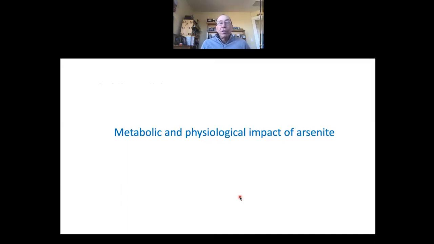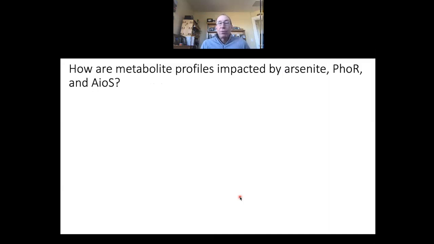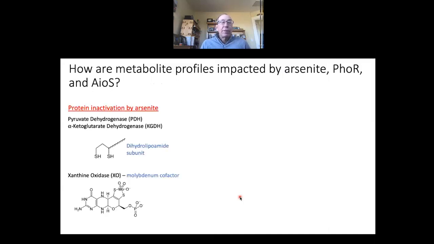So this is looking at gene regulation. Well, what about the metabolic impact? What metabolites are impacted by arsenite, and how does that change when we're looking at these mutants that lack the phosphate or the arsenite response systems? So first, let's go back to the toxicity of arsenite. As I mentioned before, arsenite is toxic because it reacts with sulfhydryl groups.